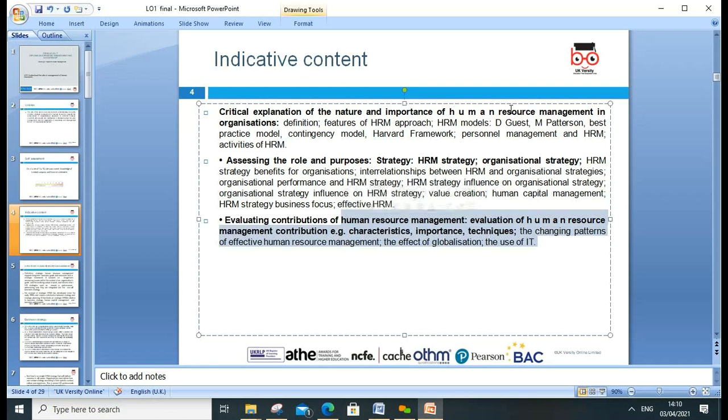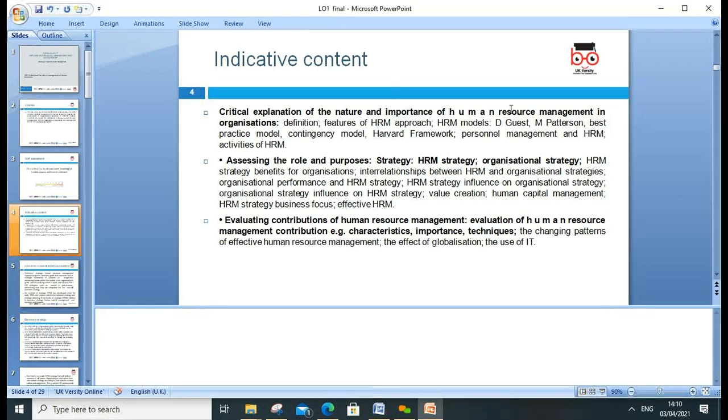Evaluating the contribution of human resource management is a huge topic. Any business, whatever we start, we need 3 M's. Do we know what the 3 M's can be? What do you think? Anyone? What can be the 3 M's?